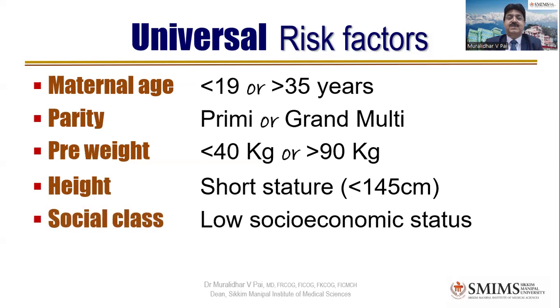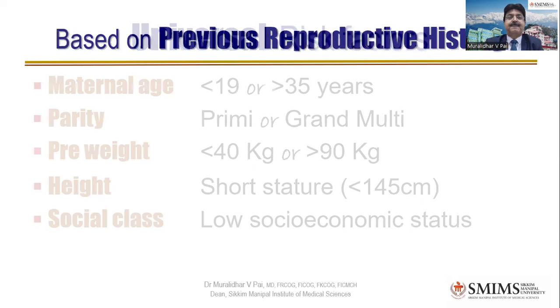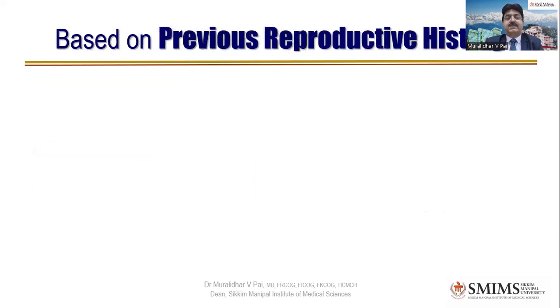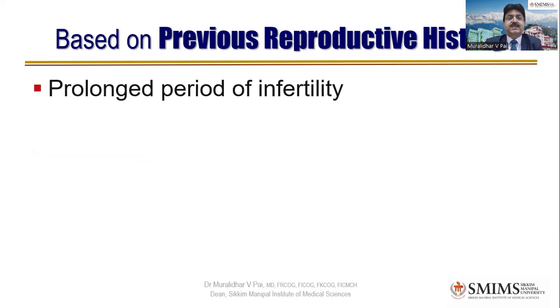Social class, of course, low socioeconomic status, is the class which is battered like anything by all sorts of problems and diseases. So that covers the universal factors. Now, let me come to the factors which are based on previous reproductive history. So we need to take a detailed history regarding the previous obstetrics.